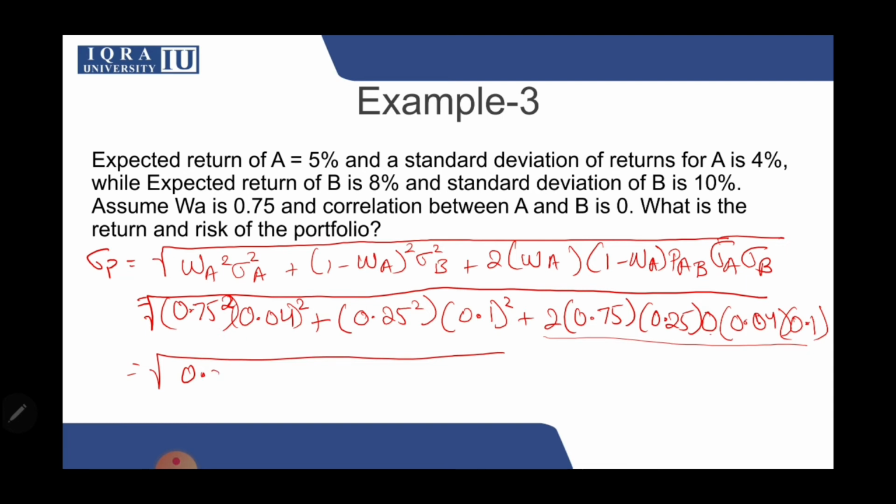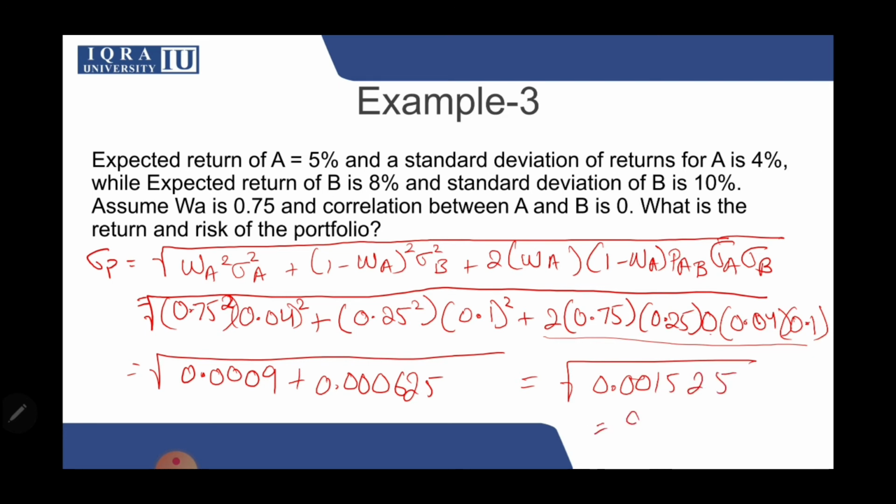And solve this. This is 0.0009 plus 0.0000625. And you sum this up, this is 0.001525, square root 0.039 or 3.9% is the standard deviation of this portfolio.